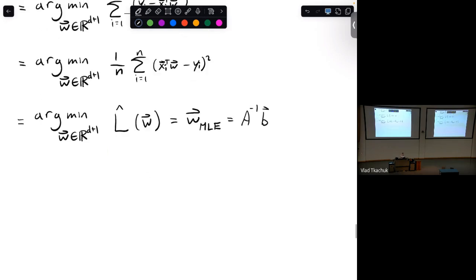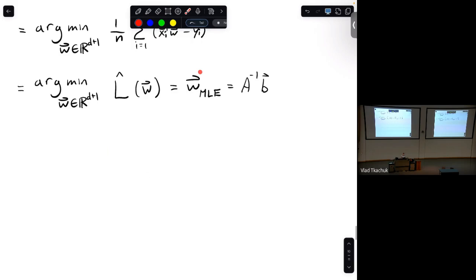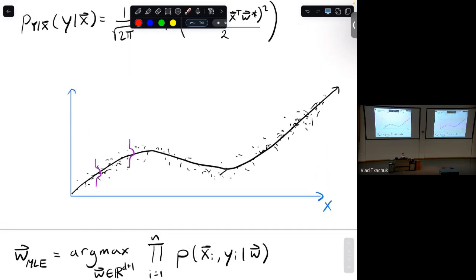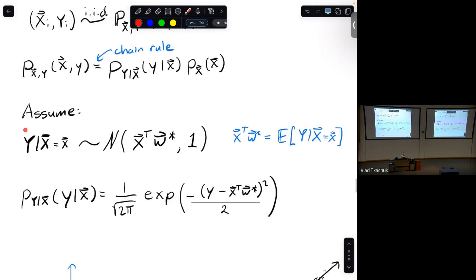Okay, but what is all of that going to give us? So we got this mu MLE, which tells us that if we made these assumptions, then our best choice of means for each one of these labels, our best estimate of W star, is going to be this mu MLE. So we got this distribution in some sense, this distribution of y given x.